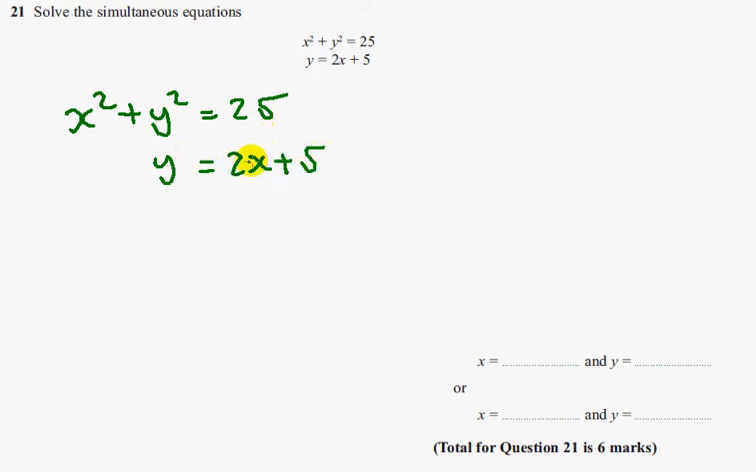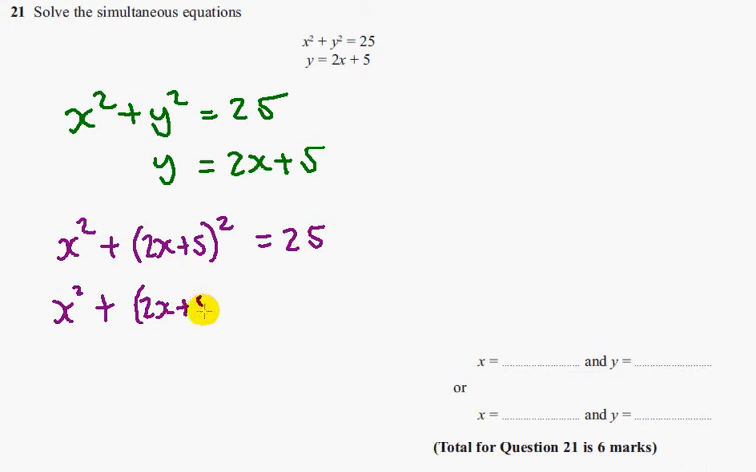So first of all, if I know y is 2x plus 5, I can substitute that into the first equation. So you would get x squared plus whatever y is, in this case 2x plus 5, and the y is then squared, equals 25. Now, I'm going to multiply out this bracket and then collect the like terms. So x squared plus, I'll write it out, 2x plus 5 multiplied by 2x plus 5 is equal to 25.